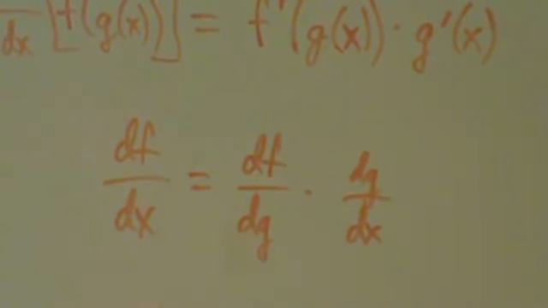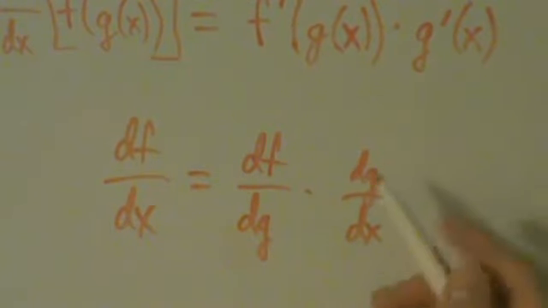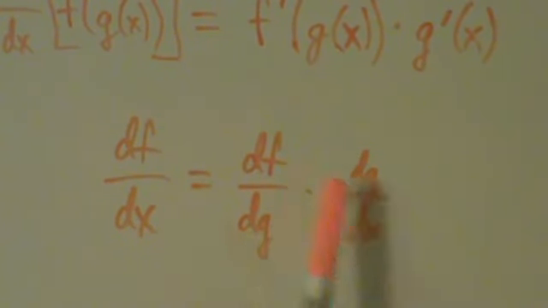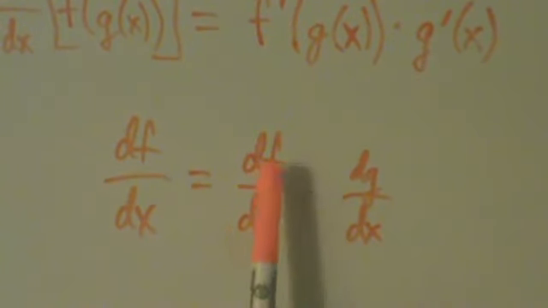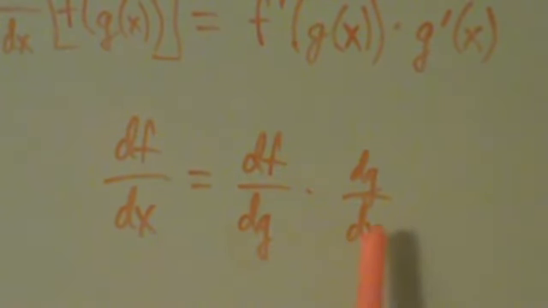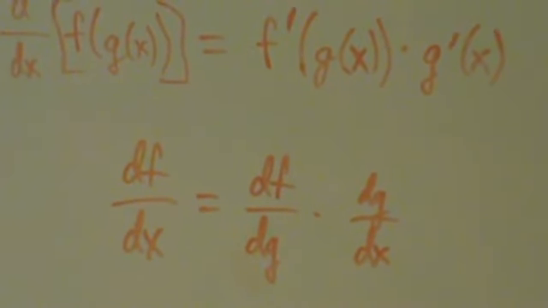This notation here is a little more intuitive. It's nice, but you want to be careful because you can't just say, oh, I'm going to cancel this dg and this dg, then I'm just left with df and dx. You can't really do that, and the reason is that df, dg, and dx don't represent real numbers. They're what are called infinitesimals, so you can't really treat them like real numbers. But that's a topic for a later discussion. So for now, let's not worry about that.